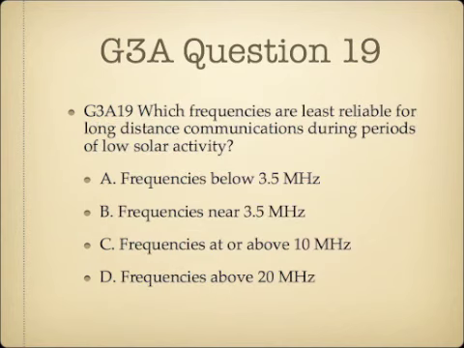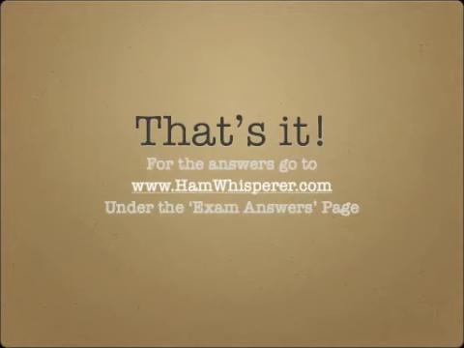And finally, question 19. Which frequencies are least reliable for long-distance communications during periods of low solar activity? A. Frequencies below 3.5 MHz. B. Frequencies near 3.5 MHz. C. Frequencies at or above 10 MHz. Or D. Frequencies above 20 MHz.